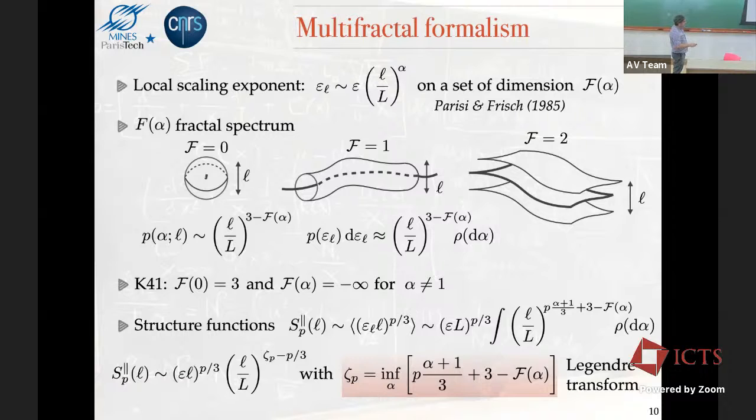So there is a relationship between this dimension spectrum and the scaling exponent, which is just through a Legendre transform. You see it's a Legendre transform because here you have p times alpha minus f, and you take an infimum. So the scaling exponents and the dimension spectrum are just related by Legendre transforms. And dimensionally, this is how the thing takes its form.